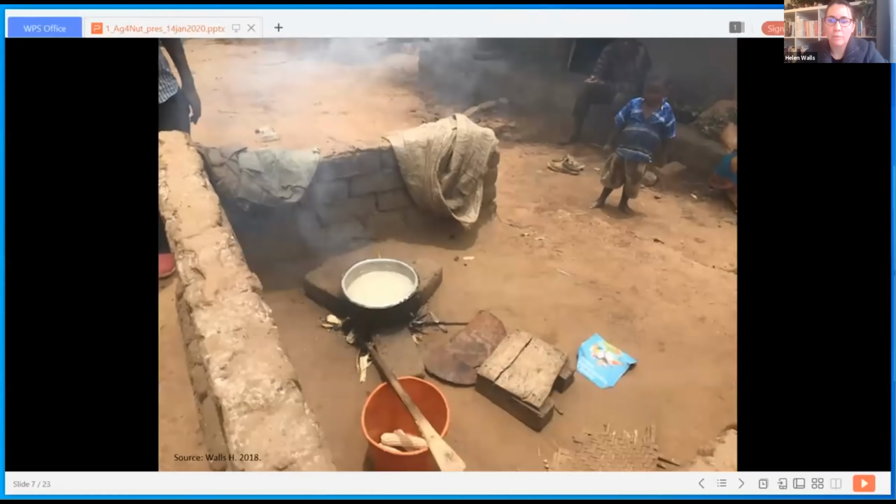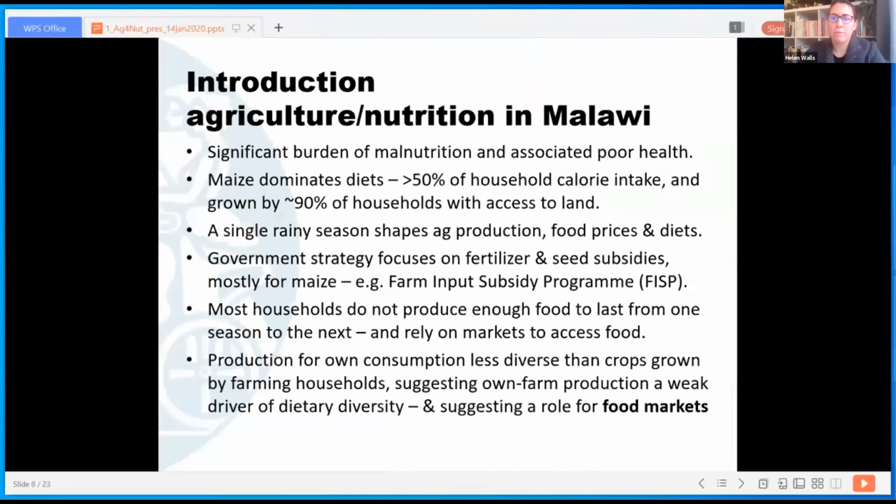So in Malawi, there is only a single rainy season, with the rest of the year being fairly dry. And this has a big influence on agricultural production, food prices, and diets. Soils in Malawi are also quite depleted of nutrients. So the government's strategy for improving agricultural production has over the years focused on providing fertilizer and seed subsidies to smallholder farmers. And these subsidies have been usually, but not completely, focused on maize. So for example, the Farm Input Subsidy Program, or the FISP of recent years, which has actually been recently replaced by a new program.